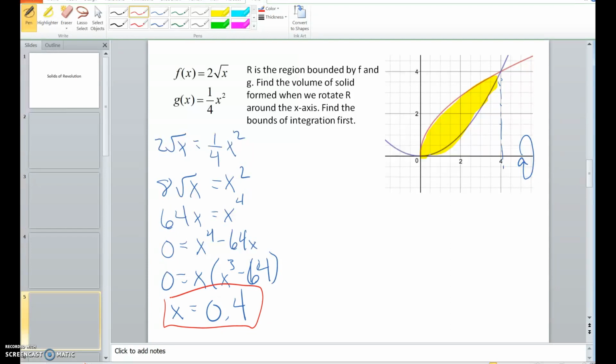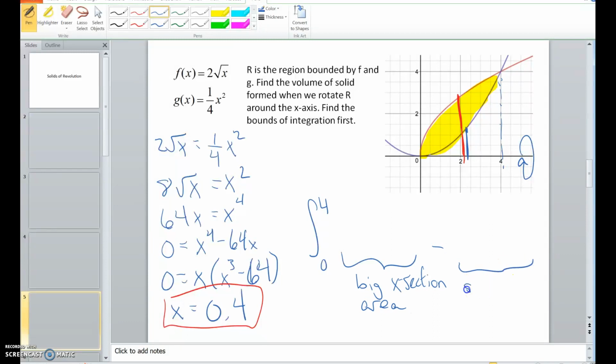Okay, so the next thing we want to do is to think about what the big radius, the red radius, is going to be, and what the area of one of its cross-sections is going to be, and then what the small radius is going to be, and what the area of one of its cross-sections is going to be. So we are trying to fill in this integral from 0 to 4 of the big cross-section area minus the small cross-section area.